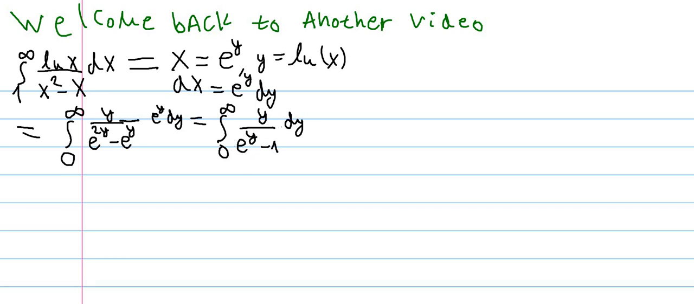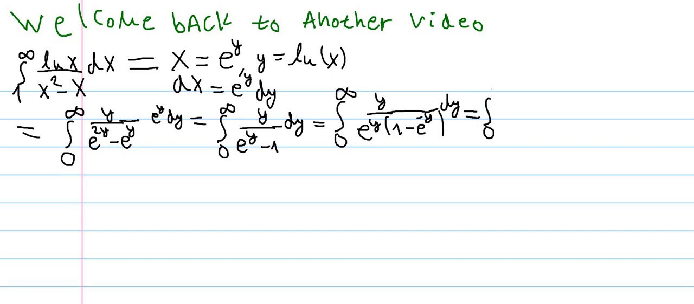So what will we do? We will use a clever trick, and we will rewrite the bottom part as e to the y in the front, times 1 minus e to the negative y, dy. Now we have an integral from 0 to infinity, of course, of e to the negative y over 1 minus e to the negative y.